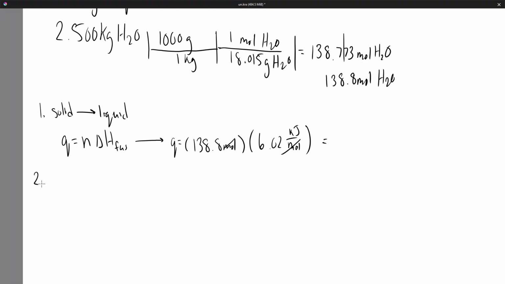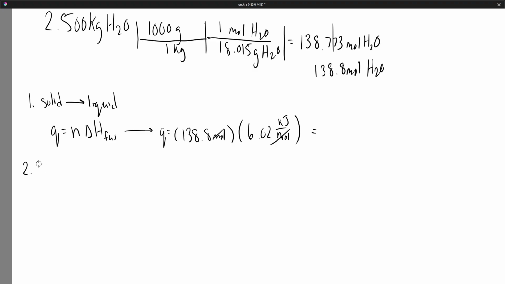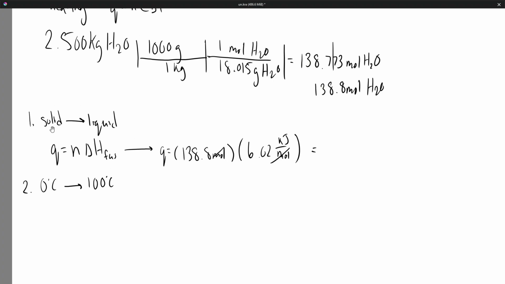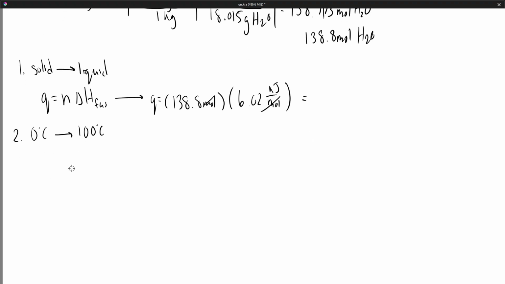Now we're at a liquid, and we want to heat it up to the point where it's boiling, which means we're going from 0 degrees Celsius up until 100 degrees Celsius. I got the 0 degrees Celsius from the point where ice turns into a liquid or a liquid turns into ice. So we use Q equals n C delta T.